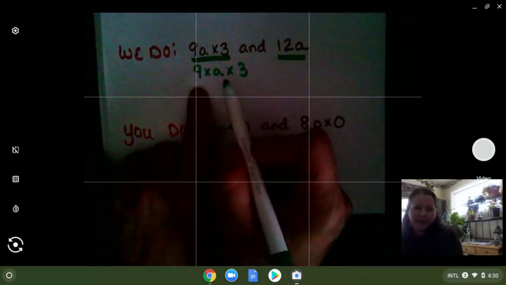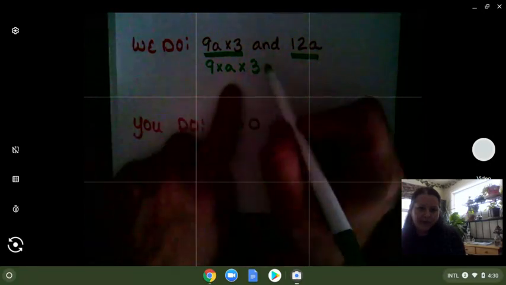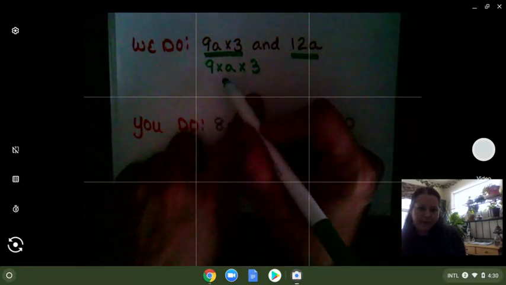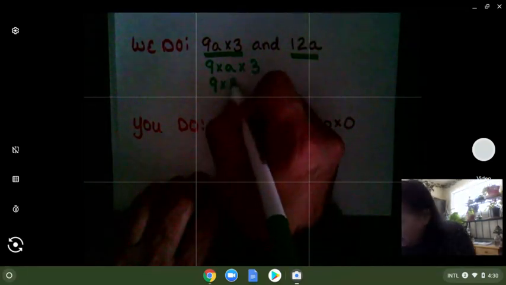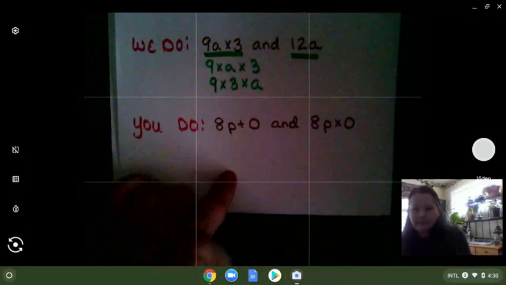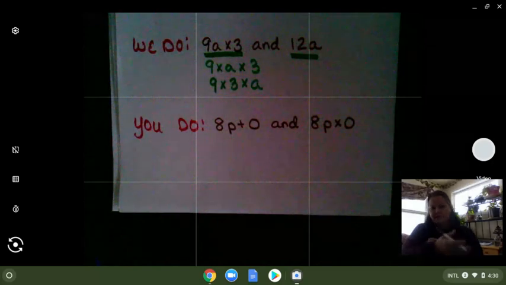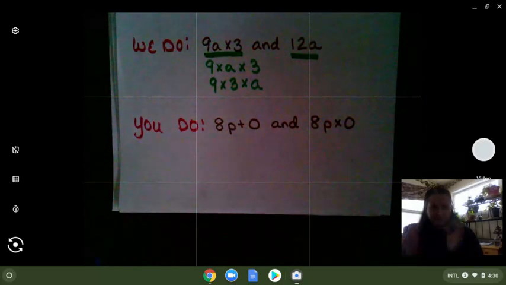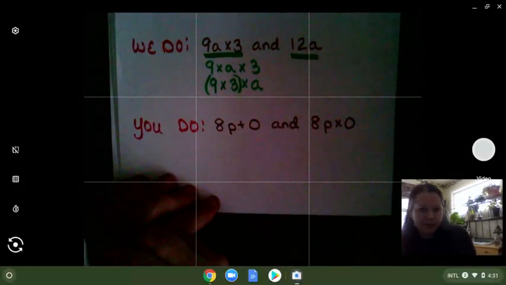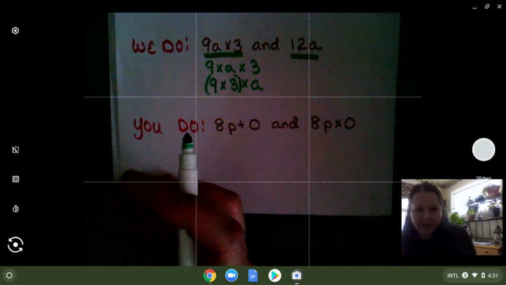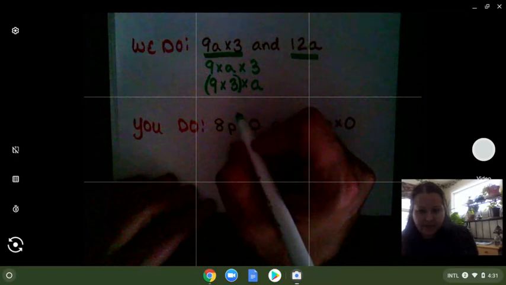And then when you notice that this is all multiplication, we can use the properties to move these around. So I see a is at the back here. I'm going to put my a at the back, and I'm going to flip my 3 and my a over. All right. Next, I'm going to use the associative property to put parentheses around these two numbers, because we're multiplying and there is an associative property of multiplication. 9 times 3 is 27.